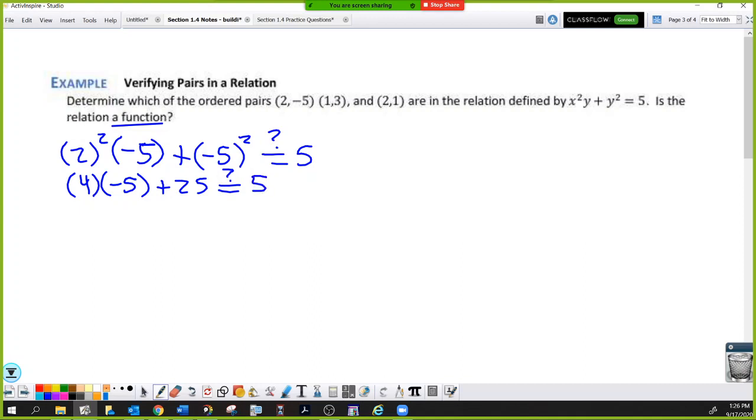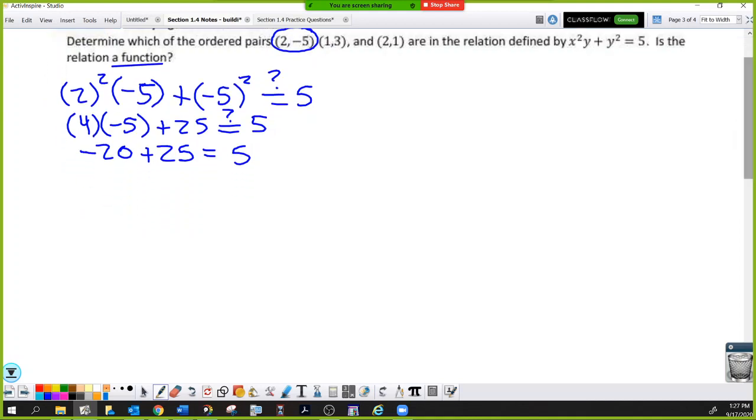Well, 4 times negative 5 is negative 20. So yeah, it does equal 5. So the coordinate 2 comma negative 5 is part of that relation. So we're just verifying which ones work and which ones do not. Let me scroll down a little bit.